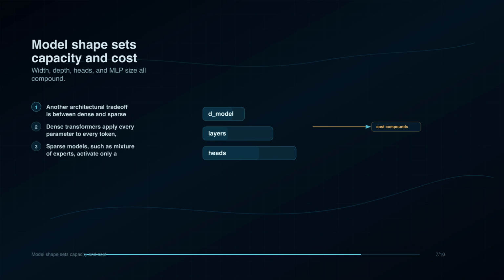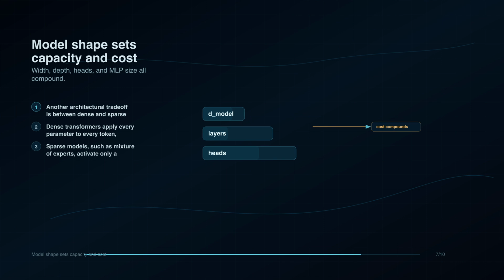Sparsity introduces complexity in routing and load balancing. Which expert should handle which token? But it enables scaling to trillions of parameters. Some of the largest models today use sparsity to achieve capacities that would be impossible with dense architectures. The paired lecture focuses on dense models, but understanding their trade-offs prepares you to understand sparse models later.